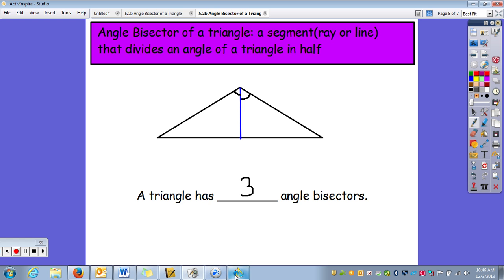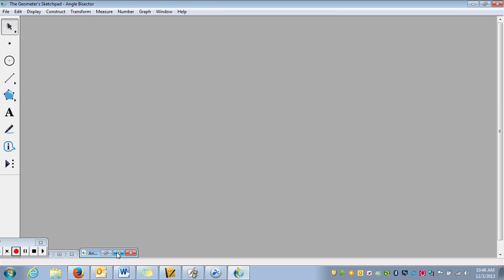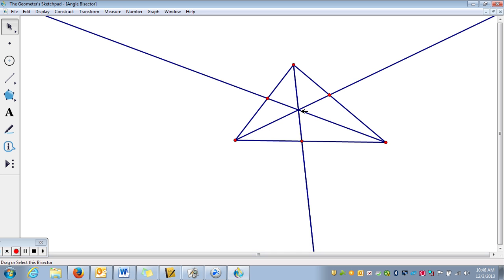So now let's go back to Sketchpad, and we're going to look at another theorem. So on here, I constructed the angle bisectors of a triangle, and take a look what happened. We have another point of concurrency. All 3 of them intersect at that point.